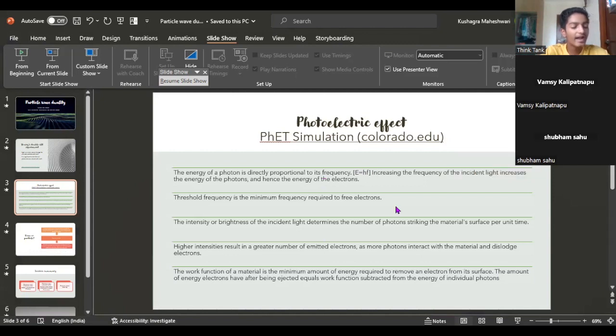So anyways, when a photon strikes an electron, if the photon has enough energy, which is determined by the frequency, the electron is freed. The electron gains energy and it's freed. So that is a threshold frequency. Threshold frequency is the minimum frequency required to free electrons of a specific metal, of course. Make sense? Yeah, it does.